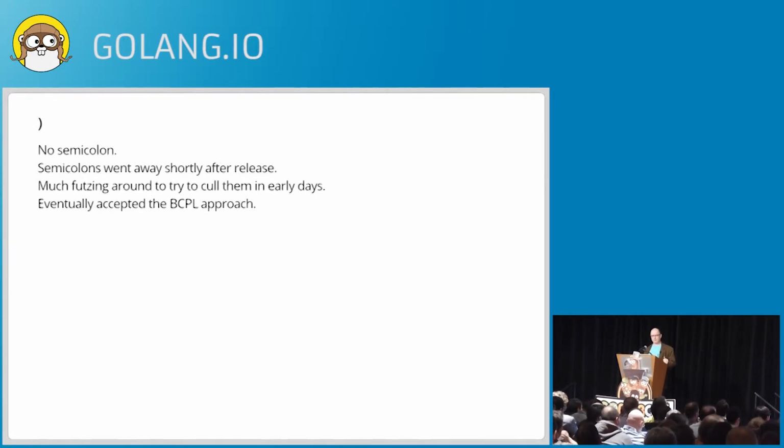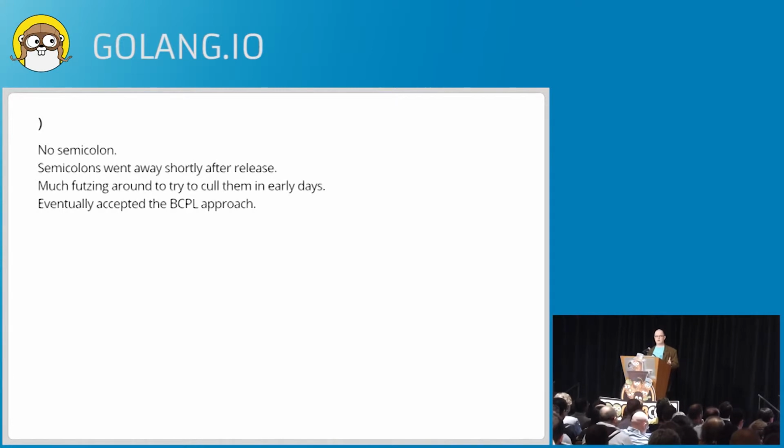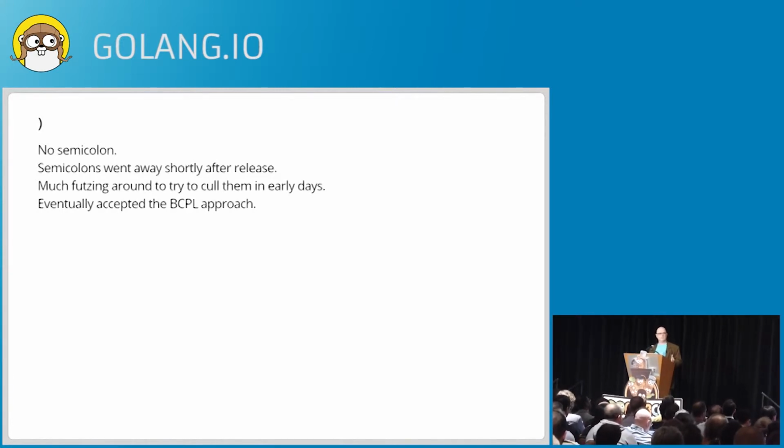We struggled with the grammar. I think at one point there were more productions in the Yak grammar to deal with optional semicolons than with the language proper. It was really difficult to sort that out.